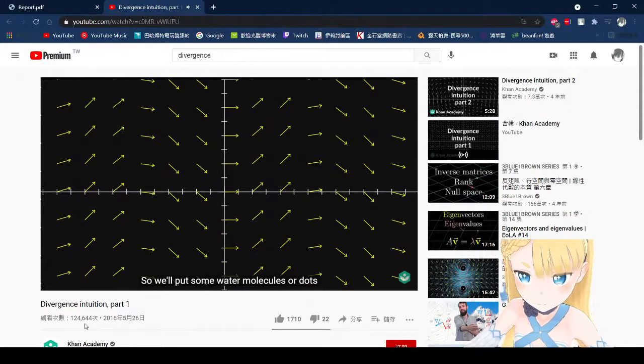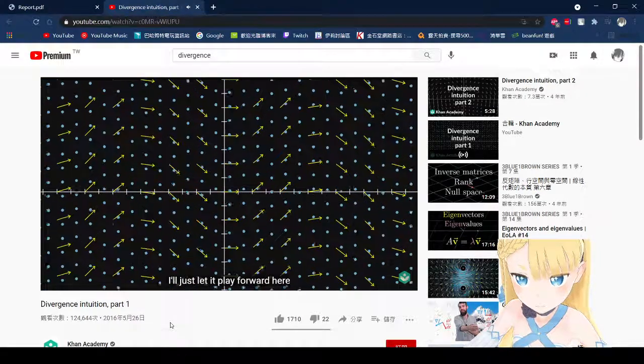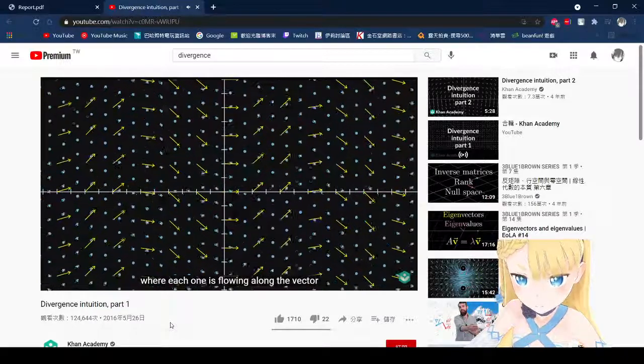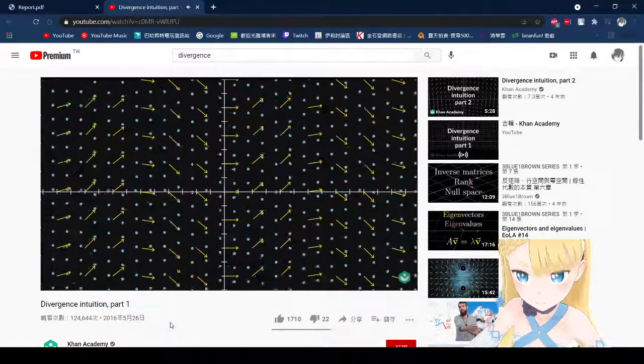So we'll put some water molecules, or dots, to represent a small sample of the water molecules throughout space here. And then I'm just going to let it play where each one moves along the vector that it's closest to. And I'll just let it play forward here, where each one is flowing along the vector that's touching the point where it is in that moment.